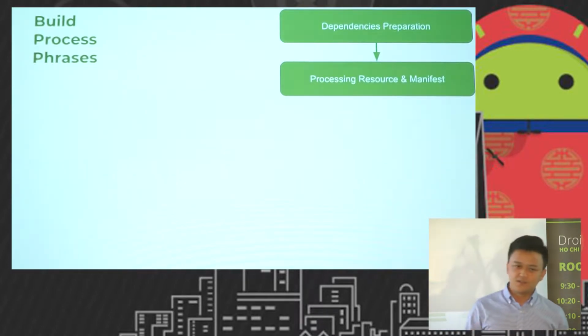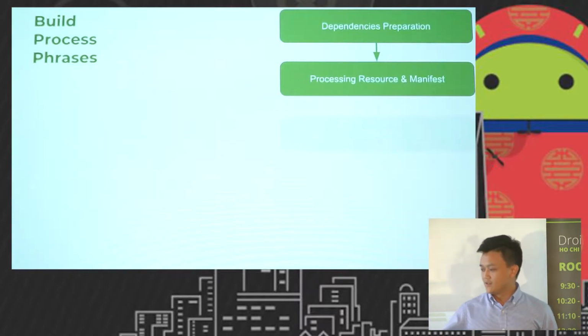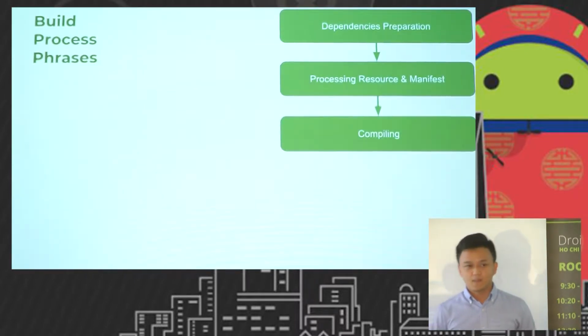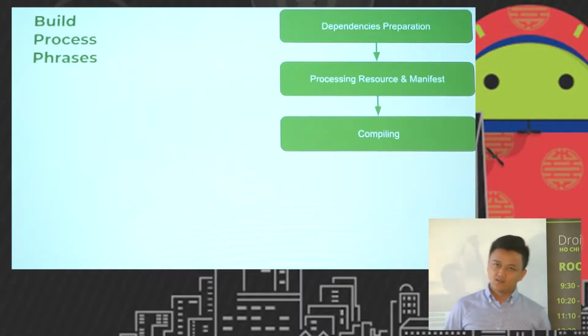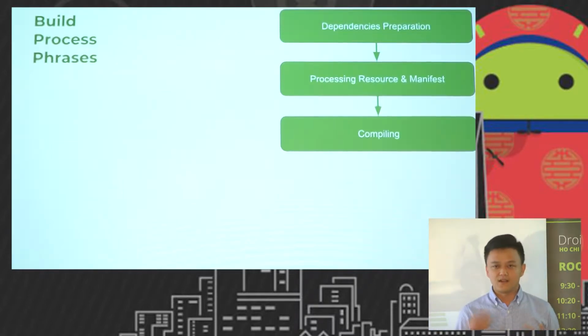All of your string, image, or manifest file will be merged in this phase. And then the next phase will be compiling. Compiling here also contains, first, annotation processing, and the next step will be combining all of your Java or Kotlin files to bytecode.